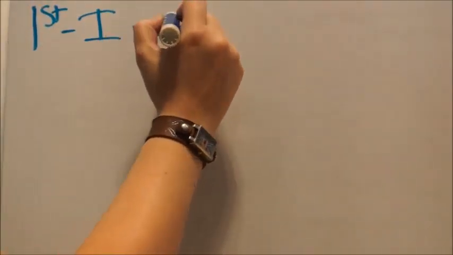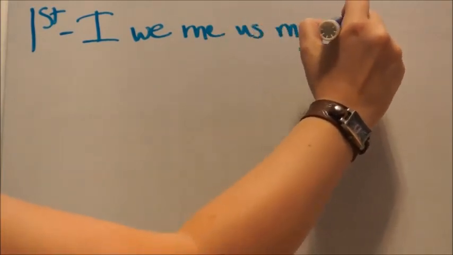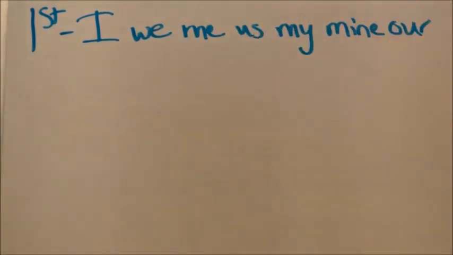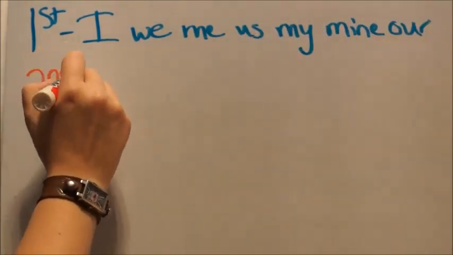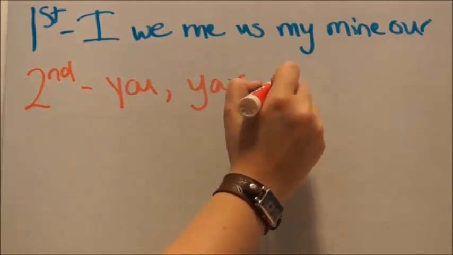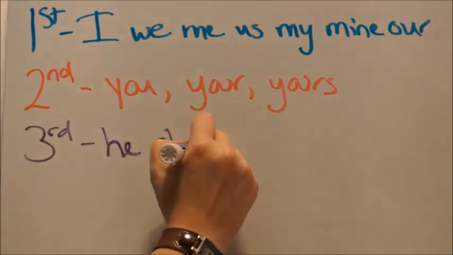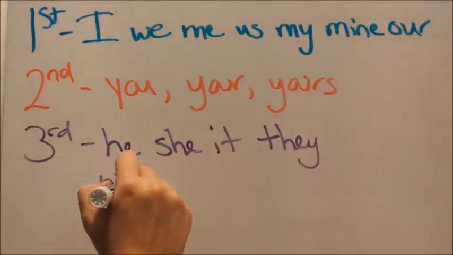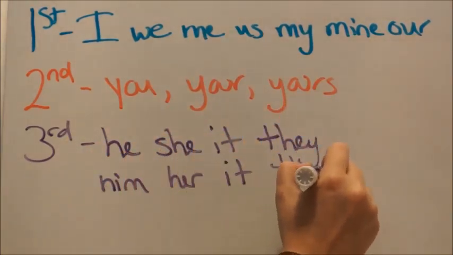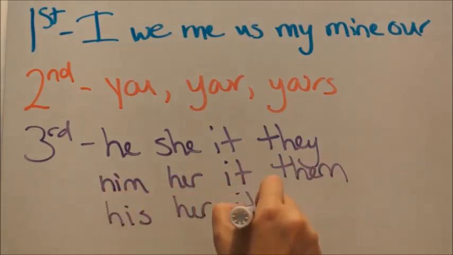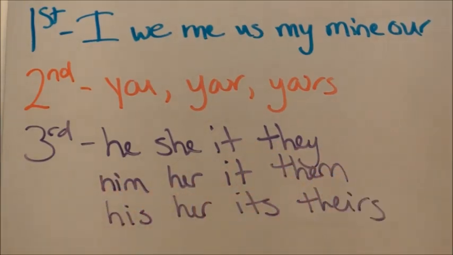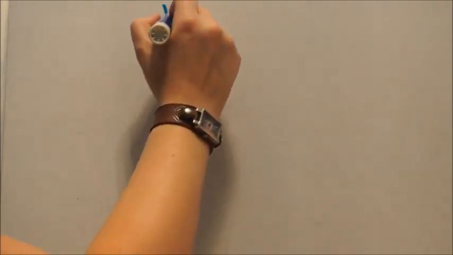First things to remember, first person includes the pronouns I, we, me, us, my, mine, and our. Second person, that's all your yous, right? You and your and yours. And then third person has he, she, it, they, him, her, it, them, and then, his, hers, its, and theirs. So those are all the pronouns broken down by person.